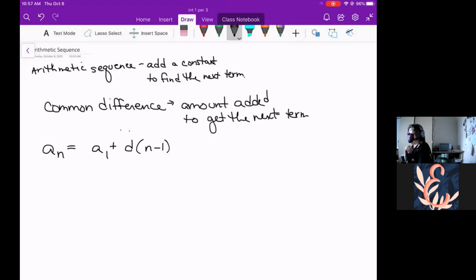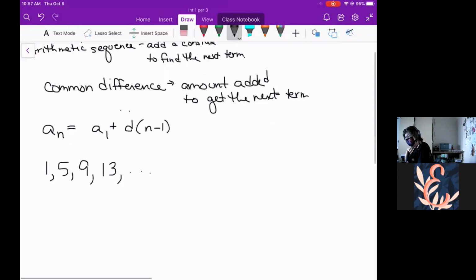Okay, so I'm going to give you an arithmetic sequence. Let's find the common difference. Let's write the equation. Okay, so the first thing is I want to find the common difference.